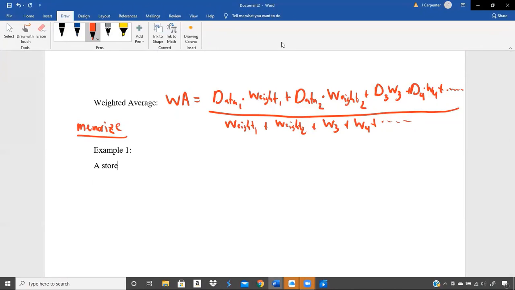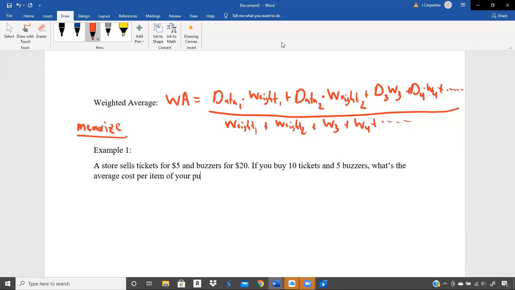Example 1, a store sells tickets for $5 and buzzers for $20. Just 2 random items, tickets and buzzers. Tickets to what? I don't know. Buzzers for what? I don't know. We're just buying tickets and buzzers. So if you buy 10 tickets and 5 buzzers, what's the average cost of your purchase? Let me say average cost per item. I just wanted to phrase that a little better.